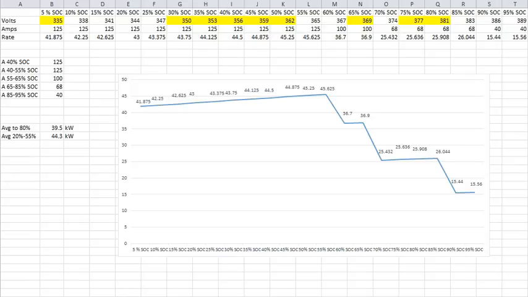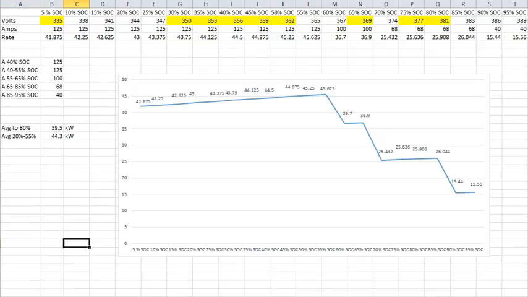Another way I validated this information is I've done charging sessions under ideal conditions where the 55% state of charge averaged a rate of about 45 kilowatts. So these numbers do coincide. They are fairly close. And given the current infrastructure, this is the charge curve that you can expect.